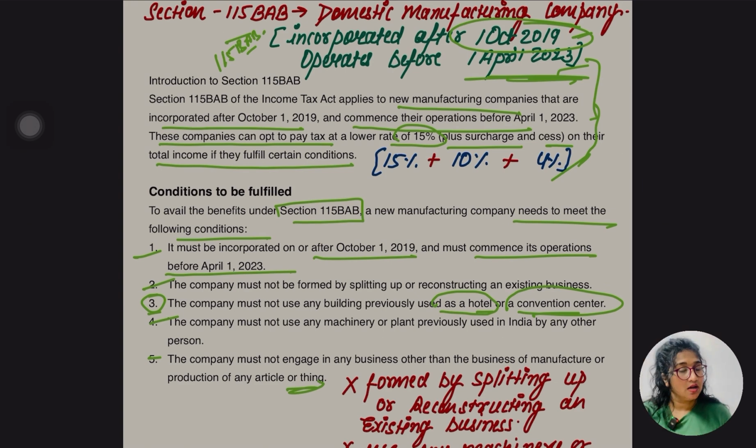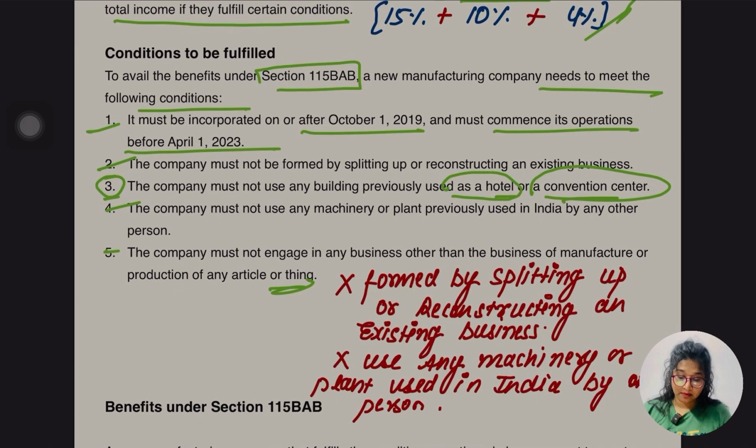This is clear. Yes, it cannot be formed by splitting up or reconstruction of an existing company, right? It cannot use a building previously used as a hotel or convention center. Plant and machinery should not be used. If it was previously used by any other person, it cannot be used in this business. And one more, which is the same thing: the company must not engage in any business other than the business of manufacturing articles or things. Yes, this is clear.